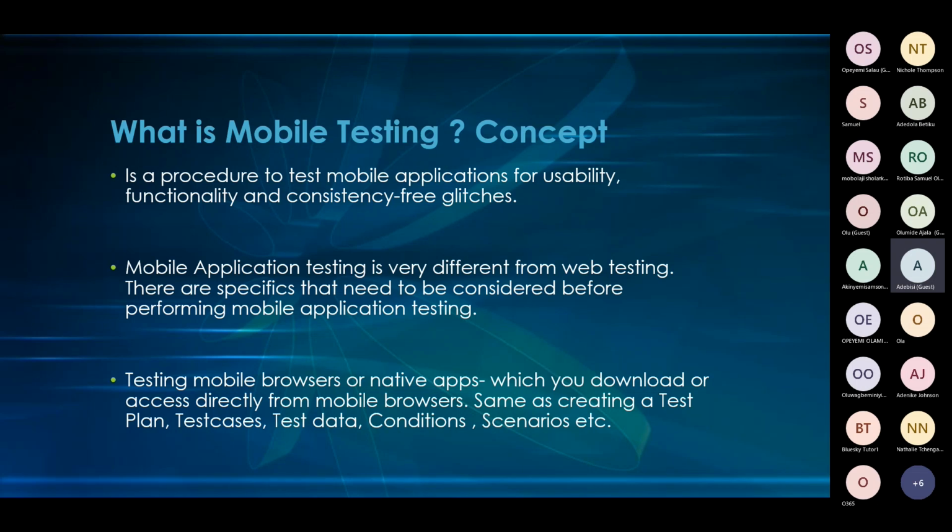So for mobile testing that has either mobile browser or native app, I'm going to explain what we mean by native apps. For native apps, which you have to download and install, how do you test something that you downloaded and installed? These are all the things we're going to look at: how we can create test cases on something you downloaded or access directly from the mobile browsers, how we write our test data, what test data to look into, the conditions and scenarios, and the like.